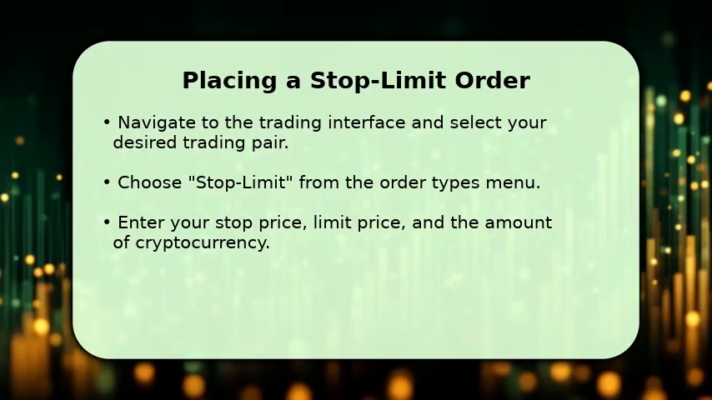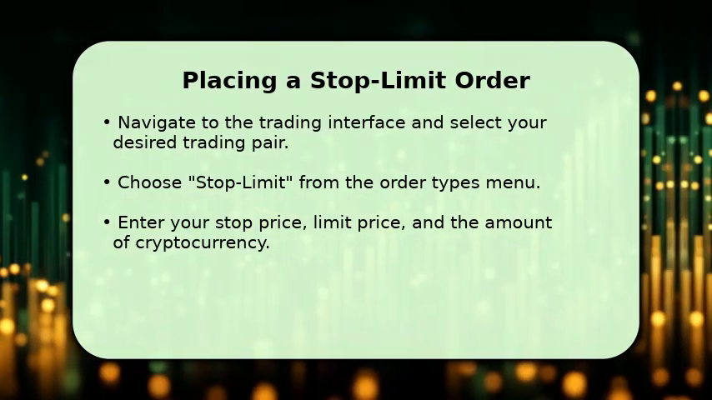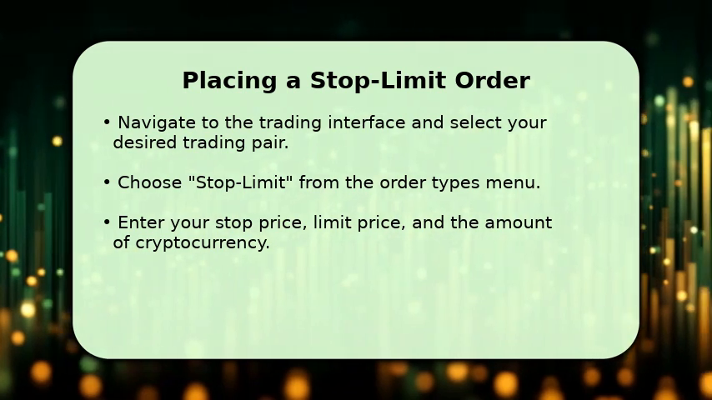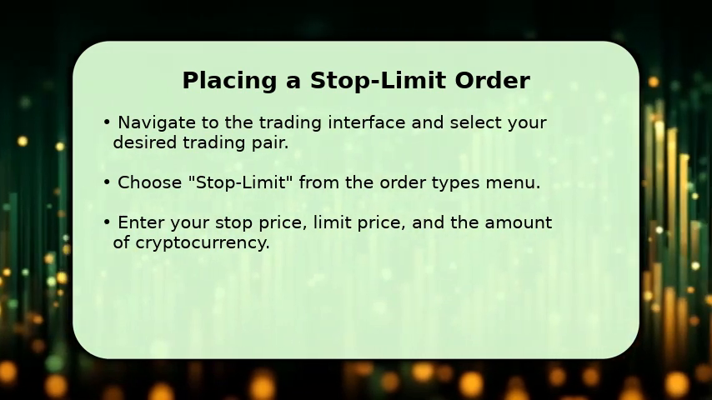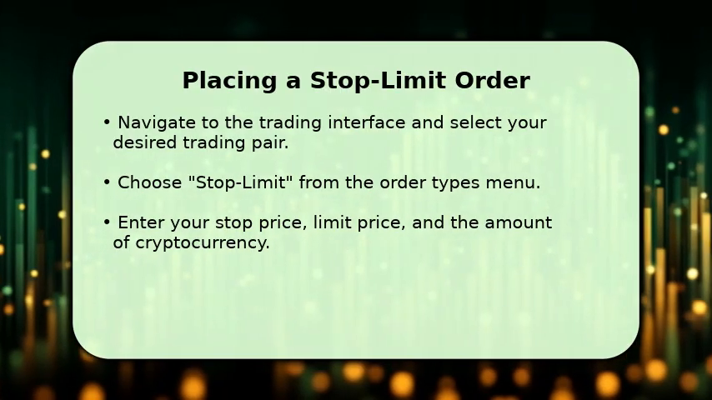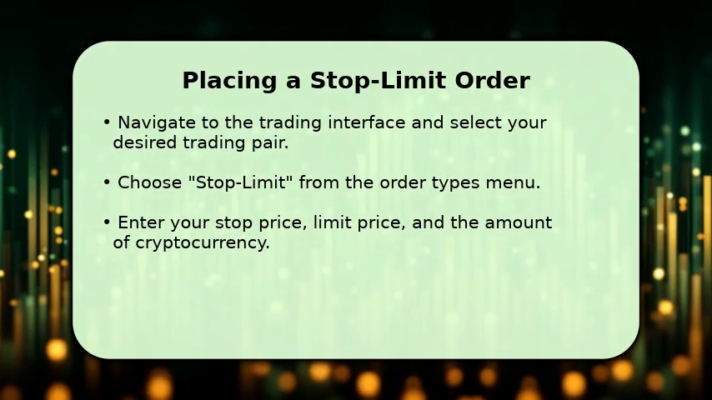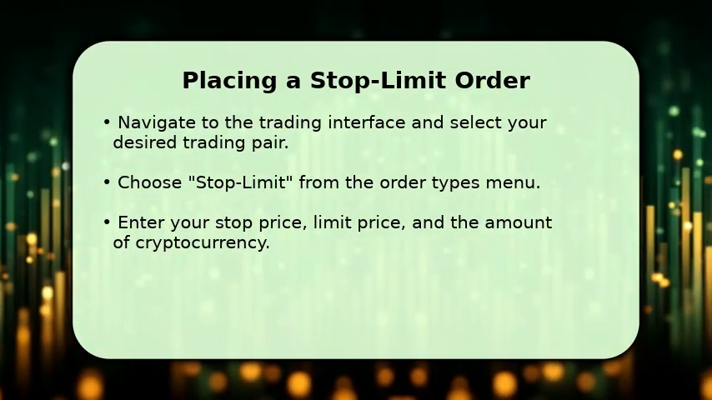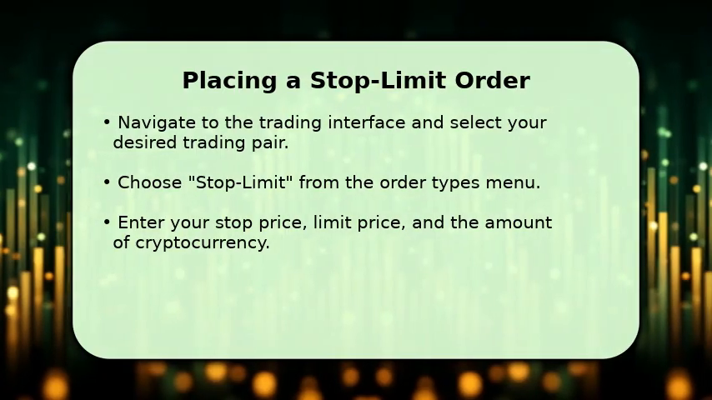Now, let's walk through placing a stop limit order on Binance. First, go to the trading interface and select your preferred trading pair, like BTC versus USD. Next, choose stop limit from the order type options. You'll then input your desired stop price, your limit price, and the exact amount of cryptocurrency you wish to sell. Always double-check all the details carefully before confirming your order to ensure accuracy.